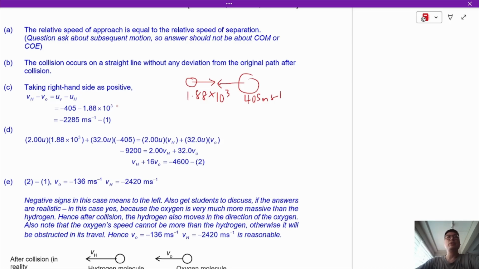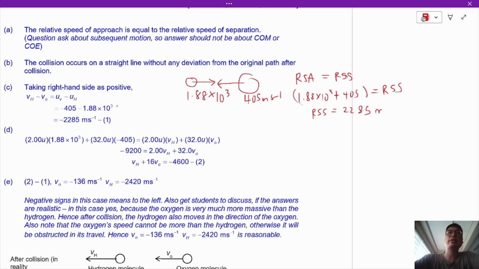So knowing that the relative speed of approach must be equal to the relative speed of separation for an elastic collision, the relative speed of approach would be 1.88 times 10 to the power of 3 plus 405, and this is equal to the relative speed of separation. So the relative speed of separation will be 2285 meters per second. Okay, now part D, apply the law of conservation of momentum.